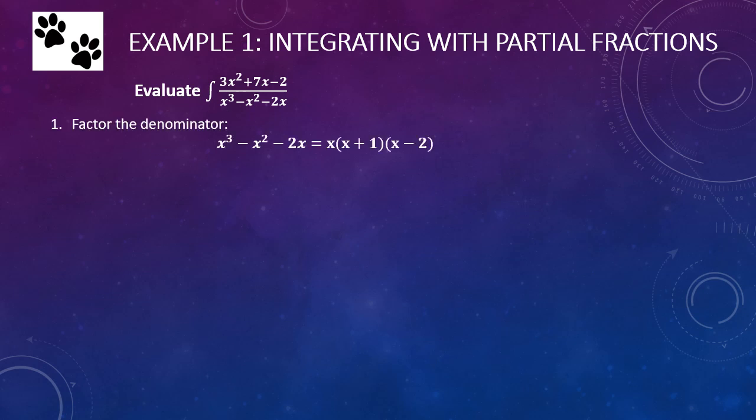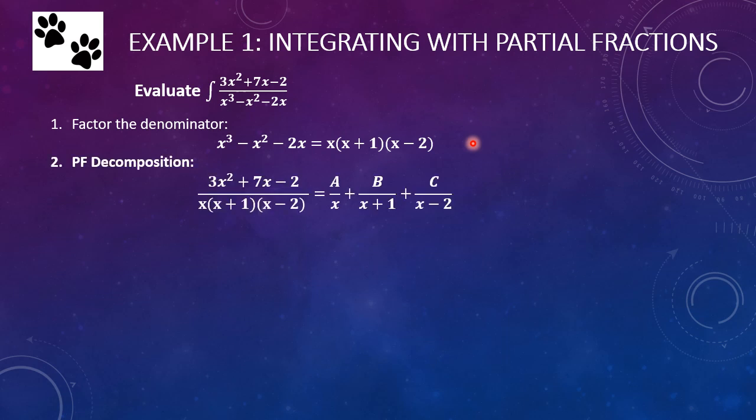Okay? The first thing that we have to do is to factor the denominator. If we factor out an x, because each term has an x, then we have x squared minus x minus 2, which is a quadratic that factors into x plus 1 and x minus 2. So we have our 3 factors, x, x plus 1, and x minus 2.